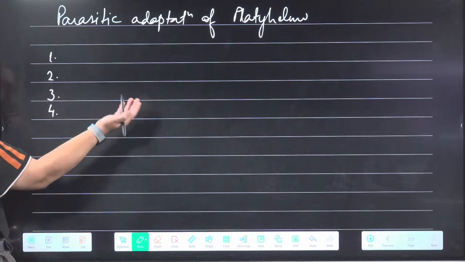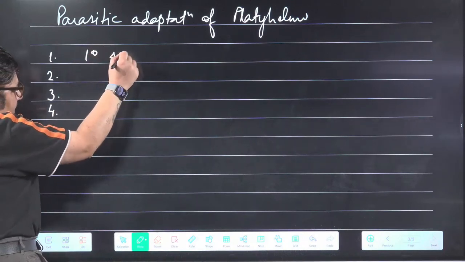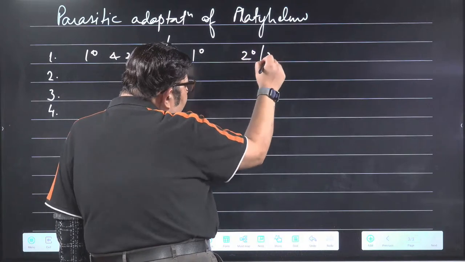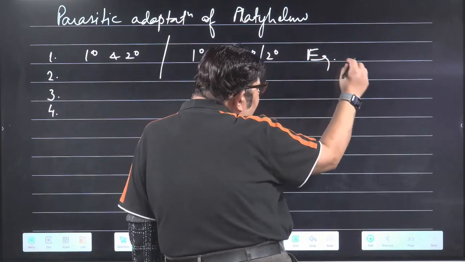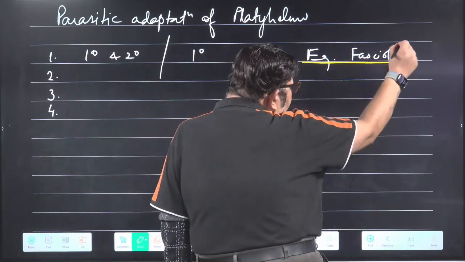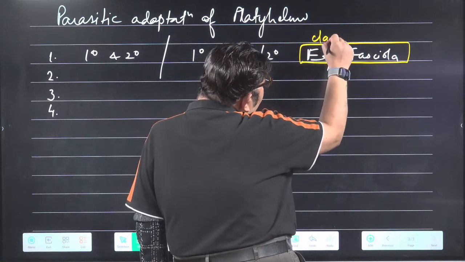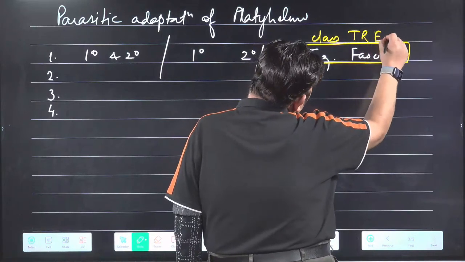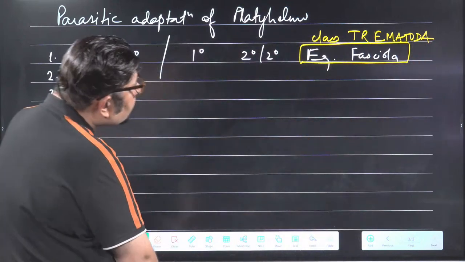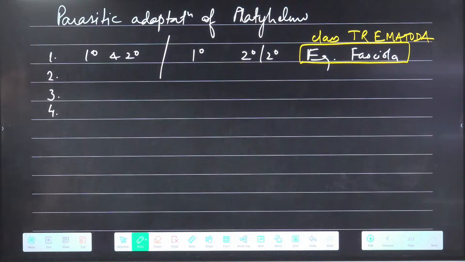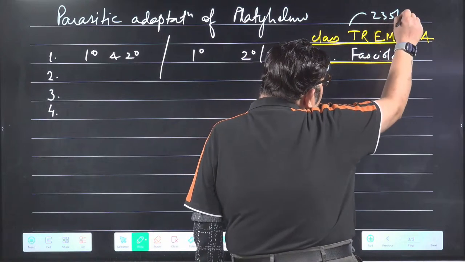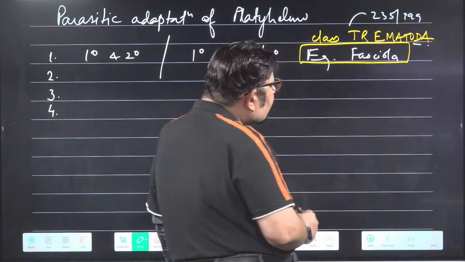For example, the first thing is that they have got primary host and secondary host. Sometimes they can have one primary, of course, and more than one secondary. Here you can give the example of fasciola. Just write down fasciola. And fasciola, the fluke, belongs to the class trematoda. Please note down, it belongs to the class trematoda. Again, same page number, trematoda is mentioned on page number 235 or 199, class trematoda.